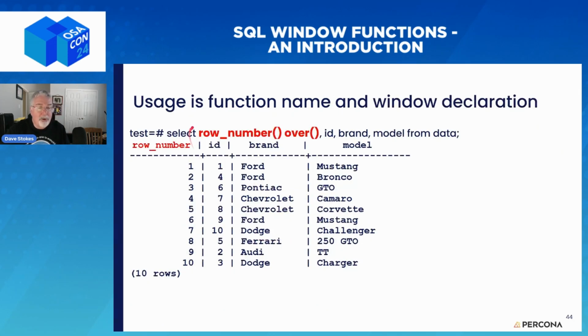They're fairly simple to use. Just use the function name over your window definition. And in this case, we're just adding a simple row number. This comes in handy. Sometimes we don't want to rely on an identifier field.